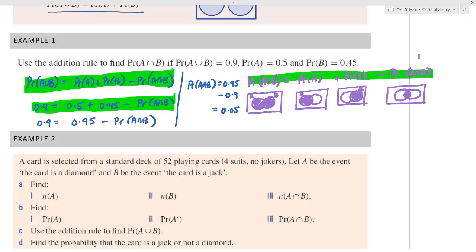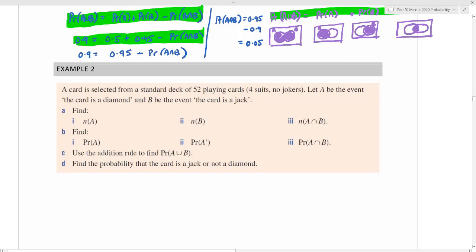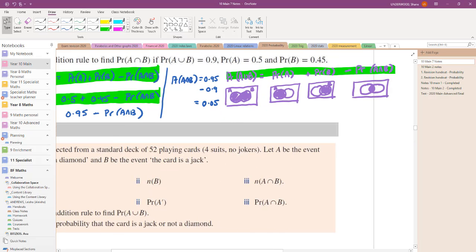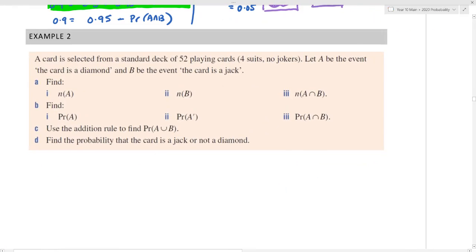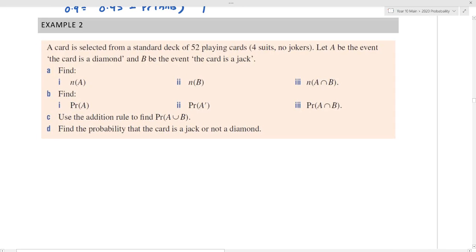Okay, now what we're going to do is I'm going to go through this last example with you. I'll get you to fill it in with me as you go. Okay, and let's see if we can do this one. So we've got, let's read it. I'm reading it for the first time as well. A card is selected from a standard deck of 52 playing cards. No jokers. Let A be the event that the card is a diamond and B be the event that the card is a jack. Find the number of A.